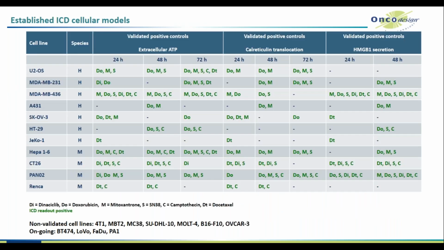So we looked at not just CT26, but a whole bunch of different human and mouse cell lines, and we identified different molecules that could serve as positive controls for the different ICD readouts. And we validated, as you can see in this slide, different cell lines.